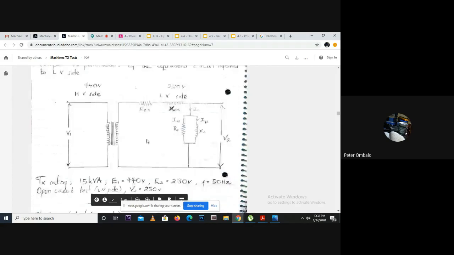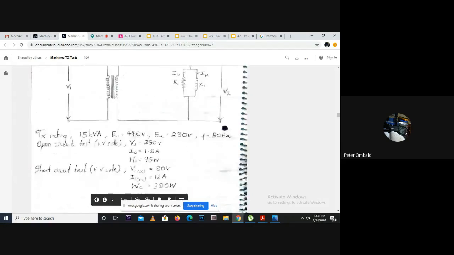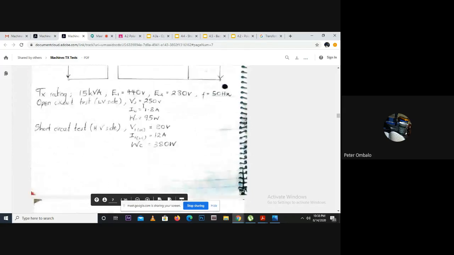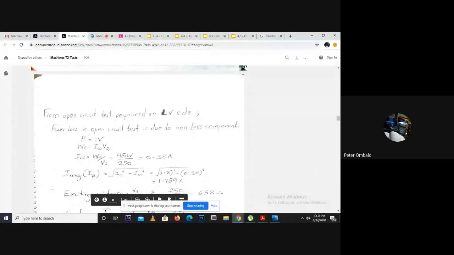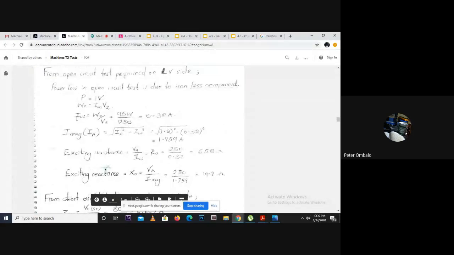So now we're just going to look for the parameters. These are the parameters we have been given. From the open circuit test, we know power is equal to IV. So to obtain the iron loss component, we are going to take W over V. That gives us this, and from that we can get the magnetizing component. So we've obtained the magnetizing component and the iron loss component.